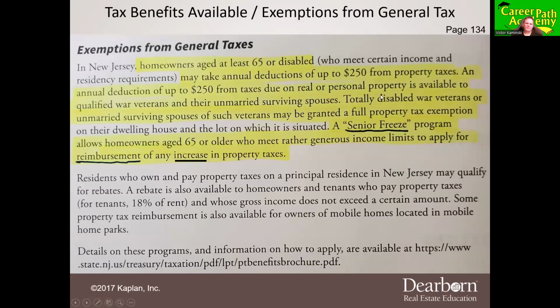So let's highlight this in the book on page 134 about the senior freeze program and that $250 deduction. And renters, if you're a renter and you don't own, renters could also qualify for these deductions. Up to 18% of their rent is estimated the landlord's using for paying property taxes, so that the renter can deduct that on their taxes as well.